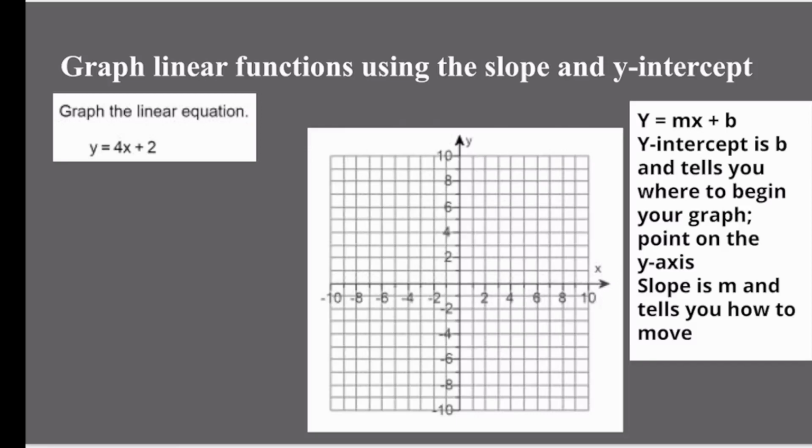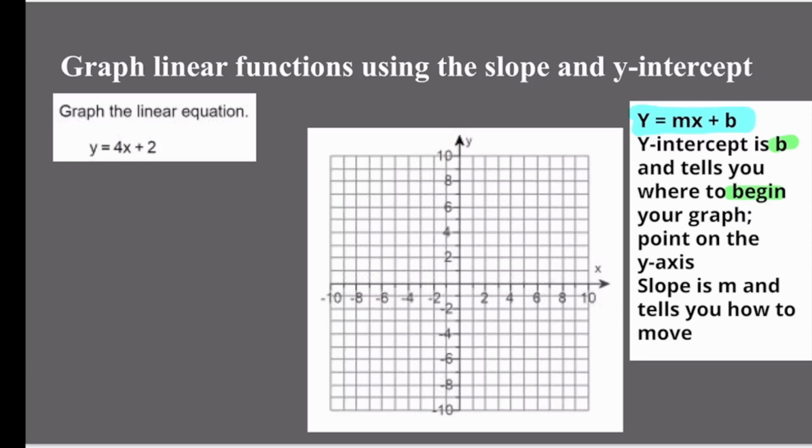Graph linear functions using the slope and the y-intercept. So the slope-intercept form of a line is y equals mx plus b. The y-intercept is that b value, that constant. Typically, what I like to explain is it tells you where to begin your graph. So it's the point on the y-axis. B tells you where to begin.